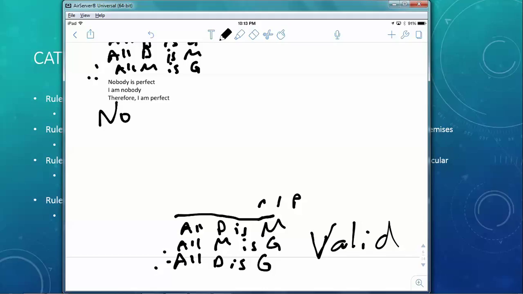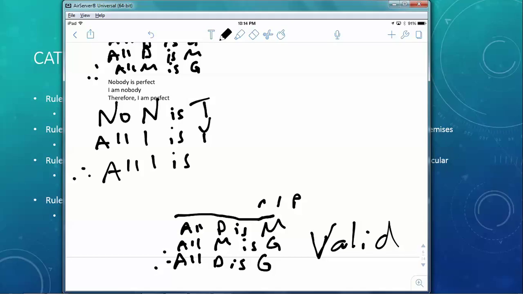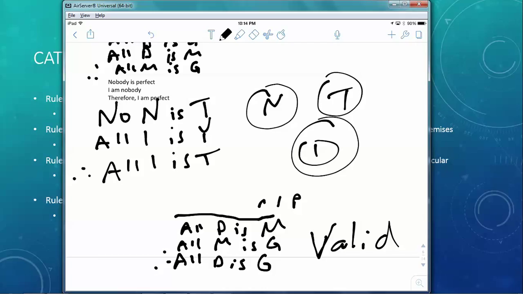So it's something like this: no person, N. No N is T. Perfect. All of I is, and then this nobody will say is Y. Nobody. Therefore, all I is perfect. All right. So this is a four-term fallacy, N, T, I, Y. There's no middle term to connect these two. If you drew them out, it would say no N is T, and all I is Y. All I is inside of Y.